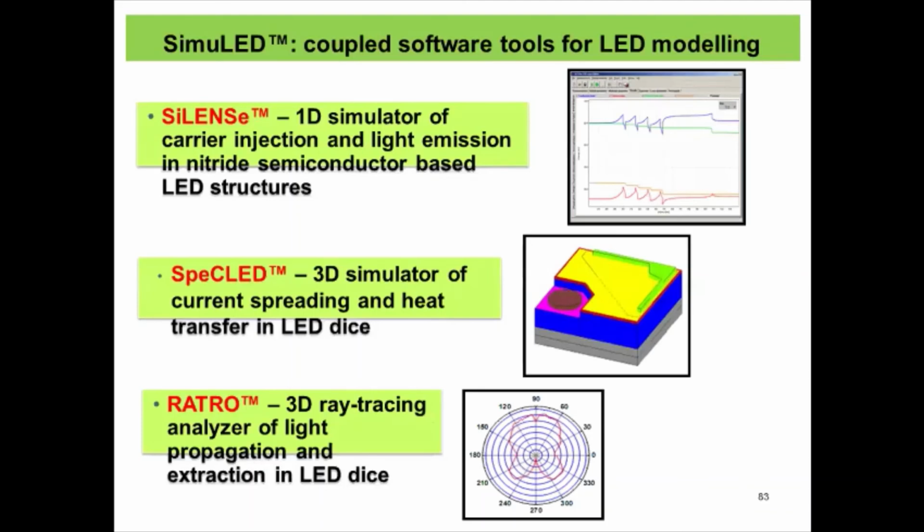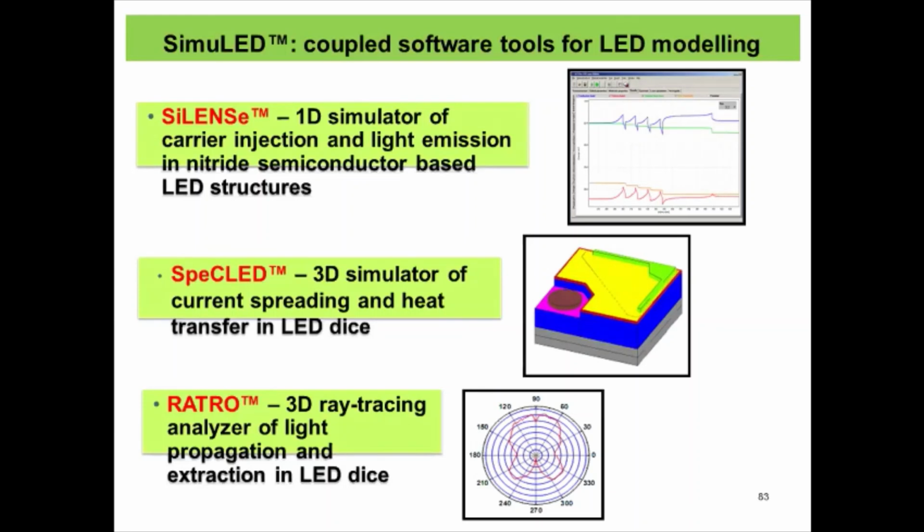Okay, so here what we have done is we have used the SimLED software coupled with software tools for LED modeling. When you do the modeling, you will be able to understand the problems you come across and try to take care of them during growth itself. SiLENSe is the software, a one-dimensional simulator of carrier injection and light emission in nitride semiconductor-based LED structures. Then comes SPECLED, a three-dimensional simulator of current spreading and heat transfer in LED chips. Because when you work on the device structure, you should also know the issues pertaining to the device, and by doing the simulation work, you will be able to get more details to overcome these issues during growth itself.